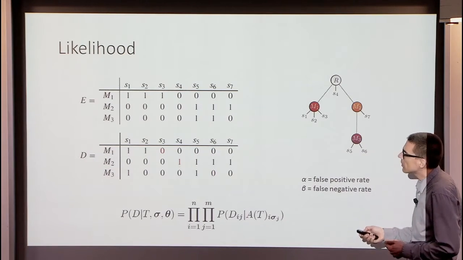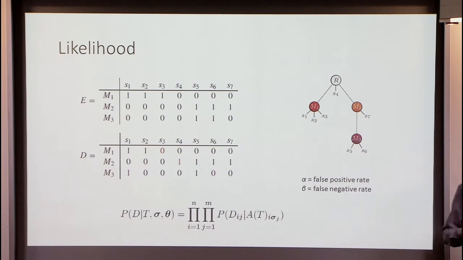This is something that standard phylogeny methods do not take into account. They always assume the data is correct and perfect. And as I said in the beginning, for single cell data, it's very important to account for these false positives and false negatives because they are very frequent. I will not go into great detail of the likelihood, but the first step here is to simply write down what the probability of this data matrix is, given, of course, the tree, and then given two more sets of parameters.